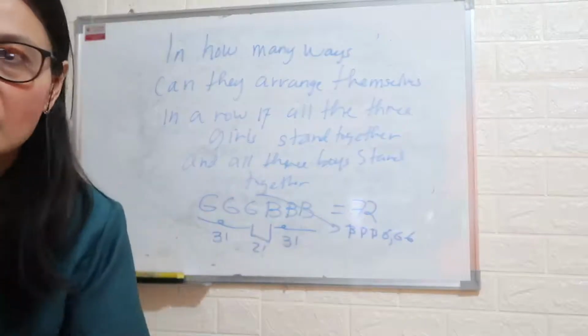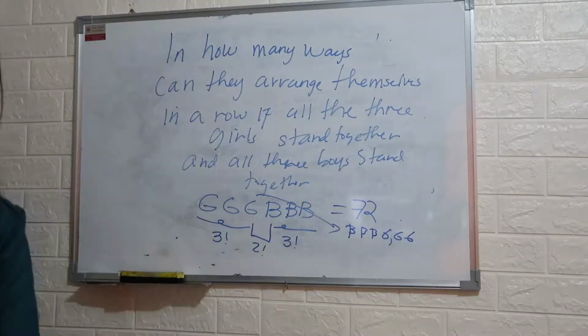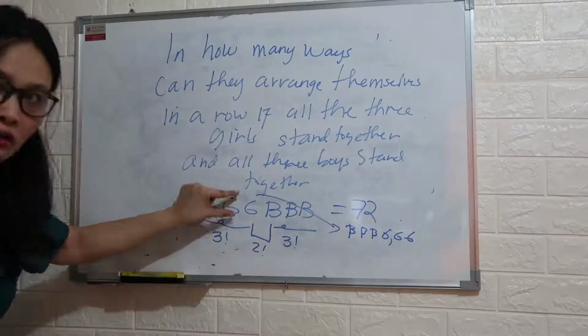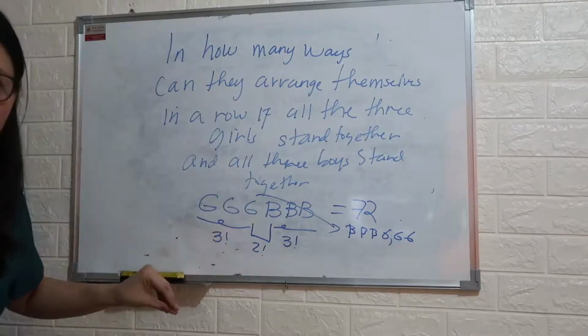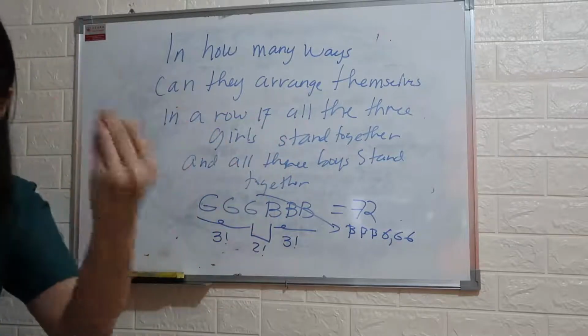Why is it 3? Because you can arrange girl 1, girl 2, girl 3 in 3 factorial ways. Pwede nandito si girl 3, nandito si girl 1, nandito si girl 2. So you do have 3 factorial ways. So same thing with boys. You can switch or you can arrange the 3 boys in 3 factorial ways.